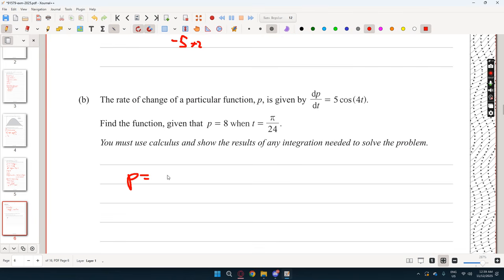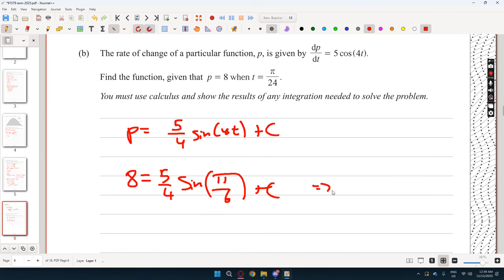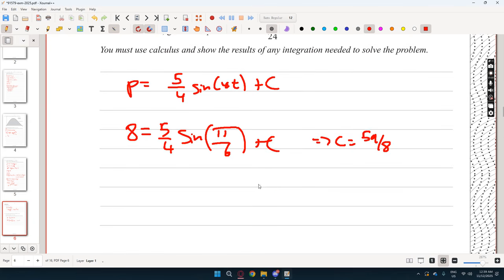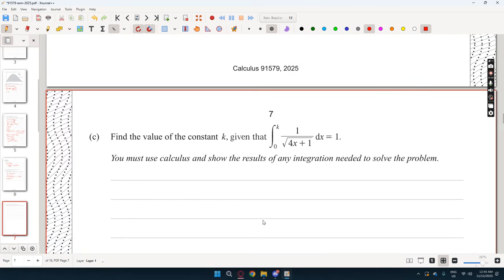So p equals 5/4 sine 4t plus c. 8 equals 5/4 sine 4 pi on 24, so pi on 6 plus c. 8 minus 5/4 sine pi on 6 is 59/8. So we have p equals 5/4 sine 4t plus 59/8.